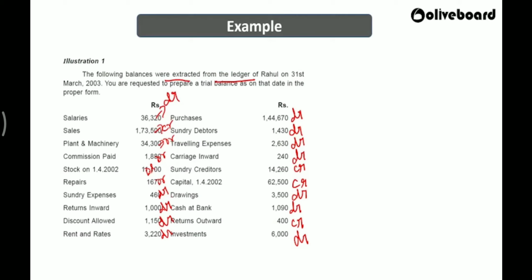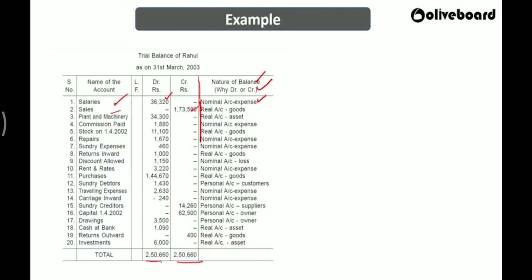So it is very simple. From the ledger balances, you are parking it in one sheet, one place where you are putting all debit balances and credit balances. Now you may ask, what is the use of this? Why are you doing this exercise? Guys, understand. It should match.